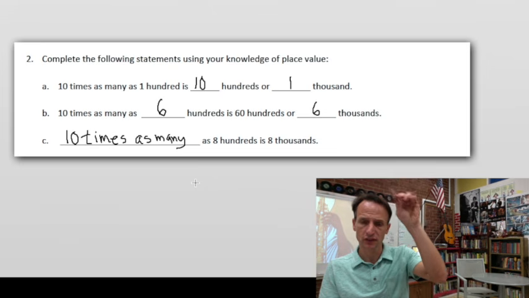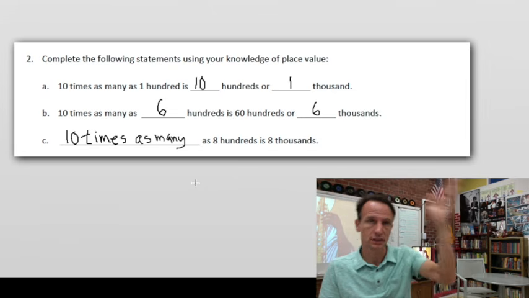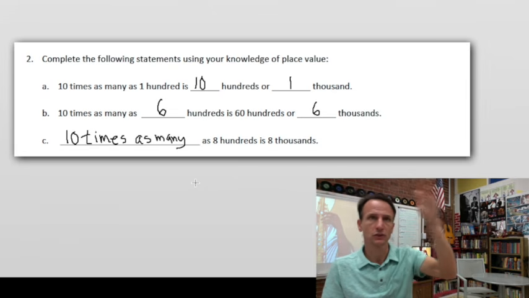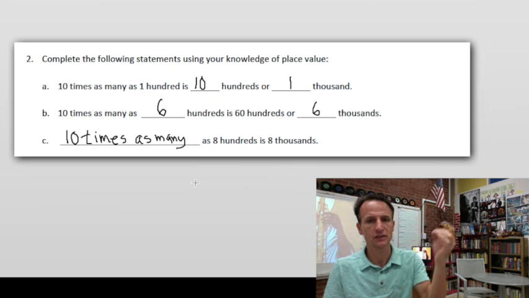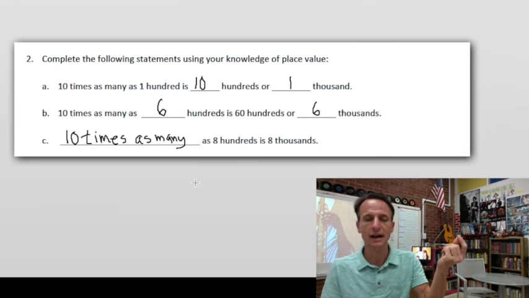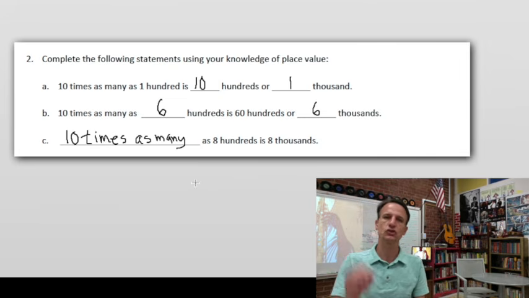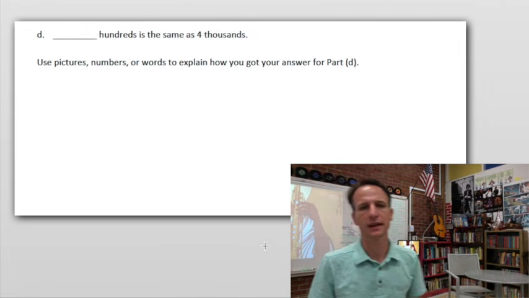Well, let's see if that makes sense. Picture 8 hundreds in the hundreds place. Multiply by 10. You now have 80 hundreds. Each group of 10 can be bundled over to 1,000, so you then have 8 thousands. So 10 times as many as 8 hundreds is 8 thousands. It does make sense. Great, so that's 2A, B, and C. Let's do 2D.